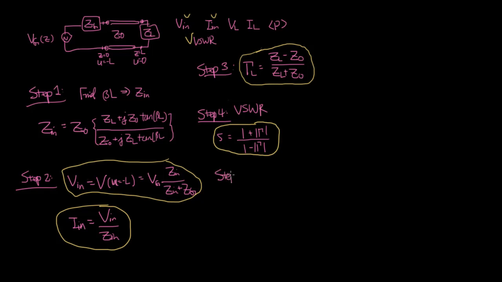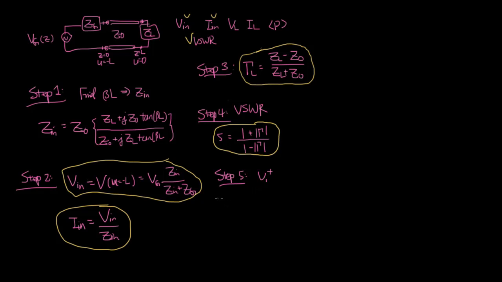Now the next step involves slightly more new thoughts or new applications of our existing knowledge. What we want to do now is to find the forward propagating wave V1 plus. Because once we have V1 plus and we have the reflection coefficient, we can then readily find the voltage and the current at the load, and in turn find the power.